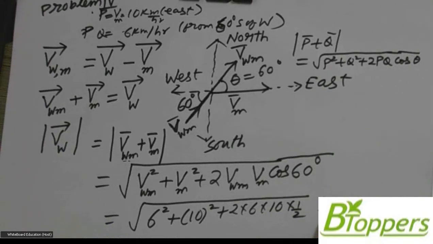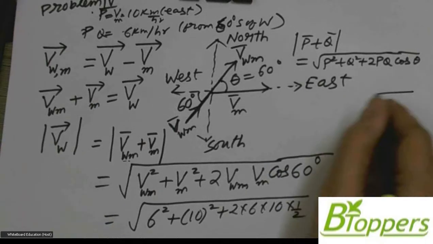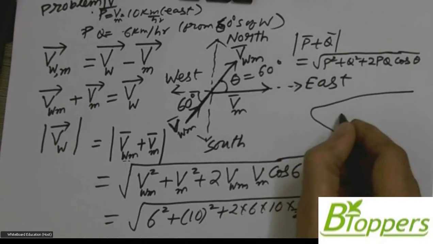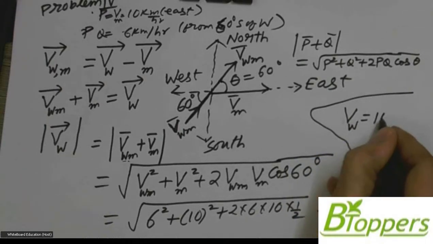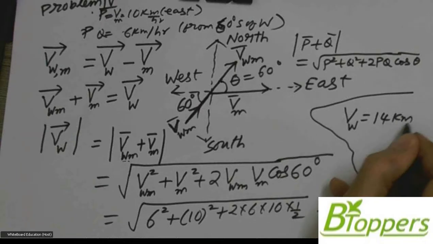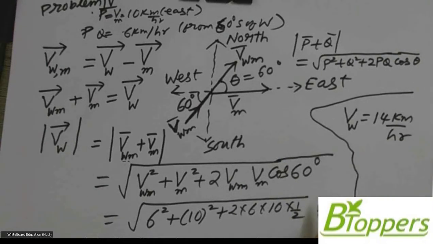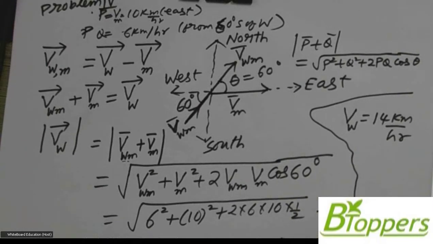Cos 60 degrees is 1 by 2. You can simplify this yourself. So you get the answer: the magnitude of the actual velocity of the wind is 14 km per hour. If you want to copy the solution of the problem, you can pause and copy it.